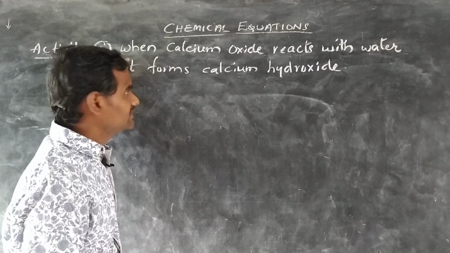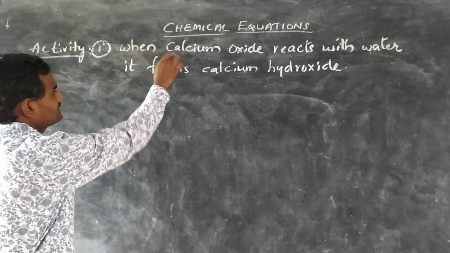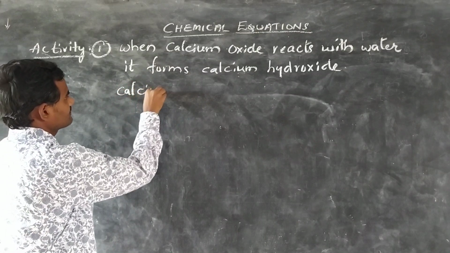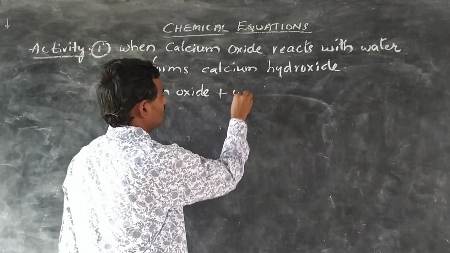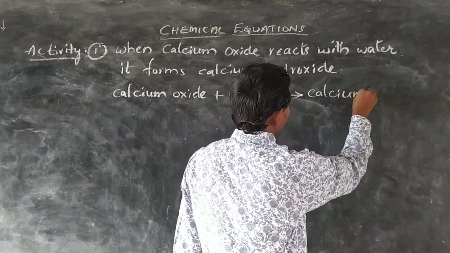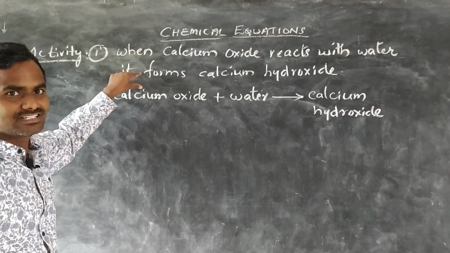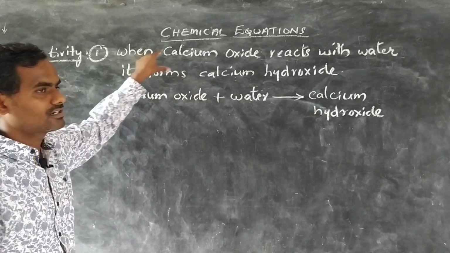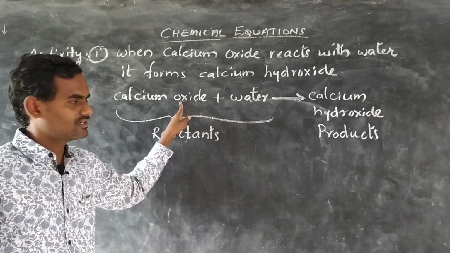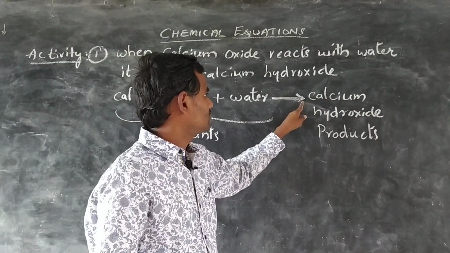Instead of writing the complete sentence of the reaction, we can use some short forms. So I am writing the same reaction in short form: calcium oxide plus water gives or forms calcium hydroxide. This is the same reaction, but we are representing it directly with just words, not a complete sentence. The compounds on the left hand side of the arrow mark are called reactants, and those on the right hand side are called products.